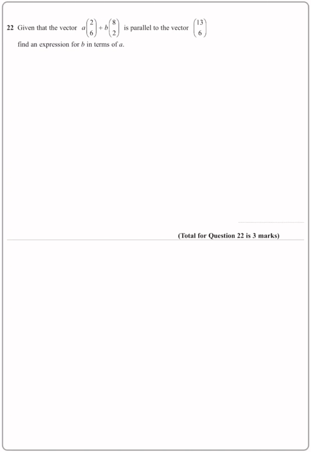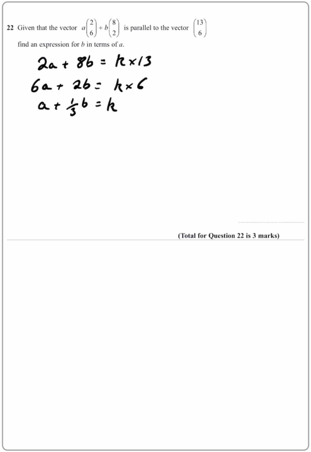Question 22. So we know that the vector is parallel to (13, 6). So it's going to be a scalar multiple of (13, 6). So the x component, 2a plus 8b, is going to be a scalar multiple of 13. The y component, 6a plus 2b, is going to be a scalar multiple of 6.